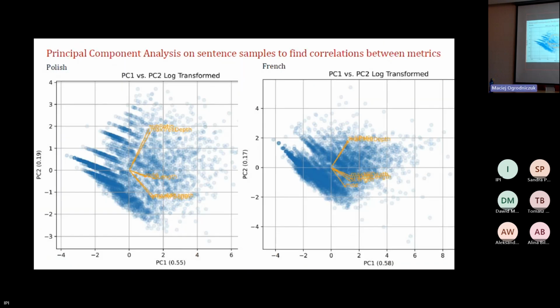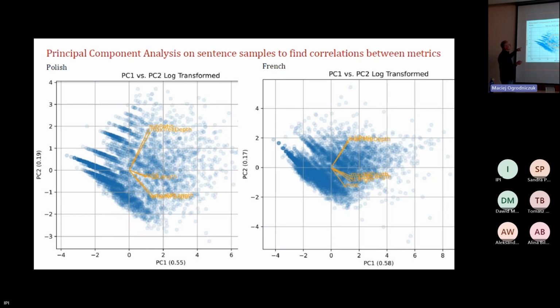So if you do apply some analysis and you are interested in how the measures correlate, here is Polish, here is French. You don't see anything here, but these down here are about noun phrases. The same here and in French too, but the order is a bit different. So it's the NP depth, NP length. Here it's sentence length and MDD, and here are the clausal measures.